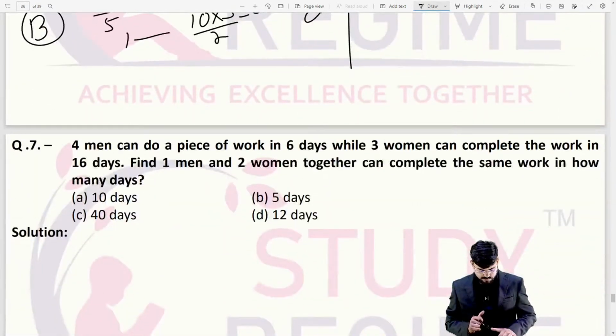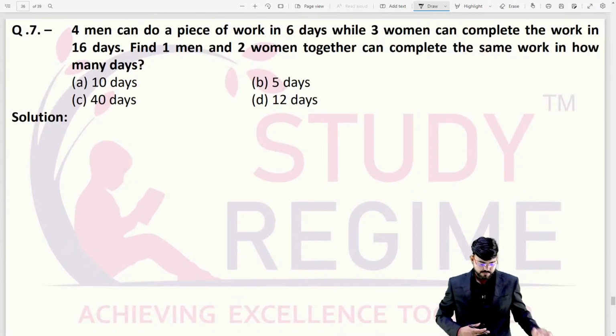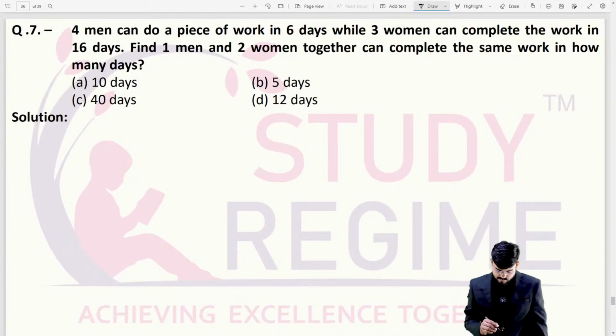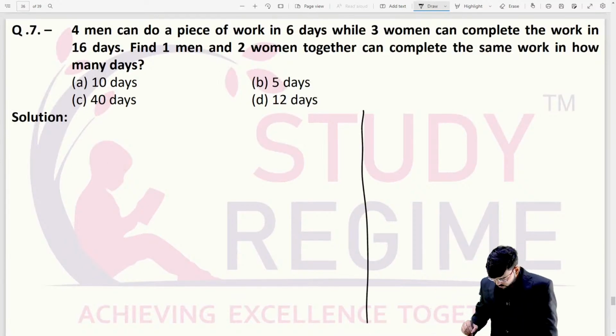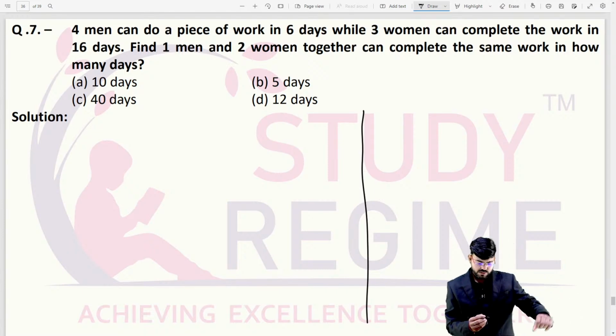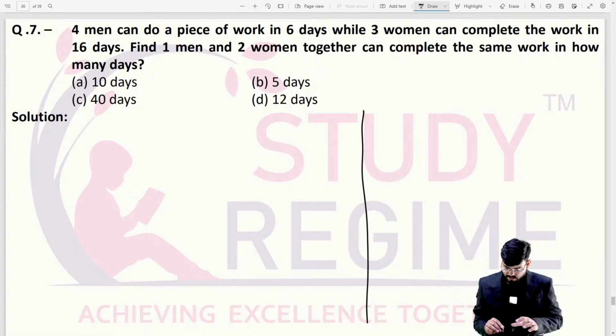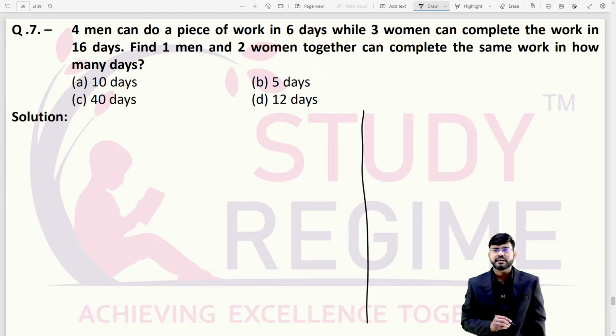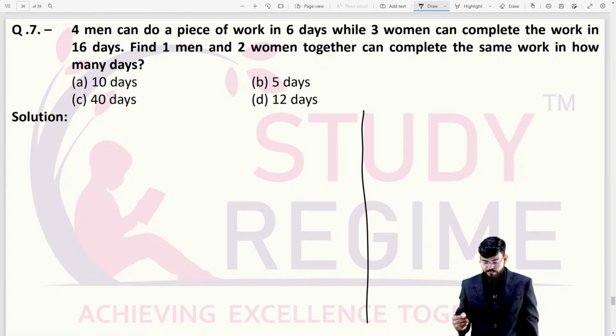Okay, let's move on with the next question. Question number 7. Okay, it is a very good question. So many times this question has been asked. Okay, 4 men can do a piece of work in 6 days. It is given that 4 men, if alone they are working, can complete the whole work in 6 days. While 3 women can complete the whole work in how many days?